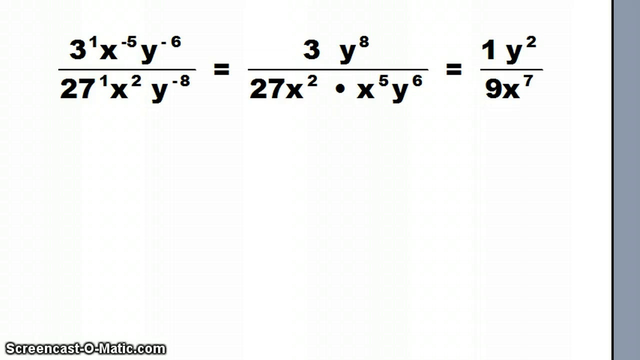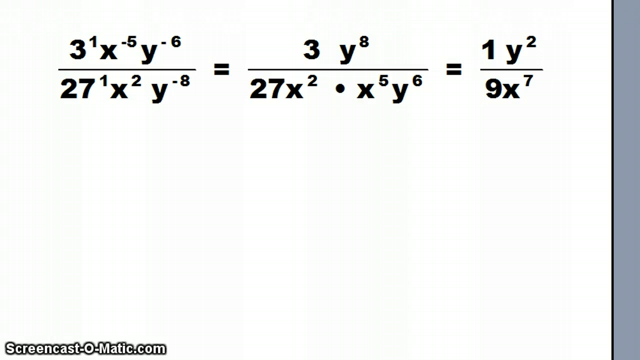So there we see our middle fraction. On our middle fraction, we have the fraction 3/27. 3 will divide evenly into 3 one time, and 3 goes into 27 9 times. So 3/27 is the same as the fraction 1/9.